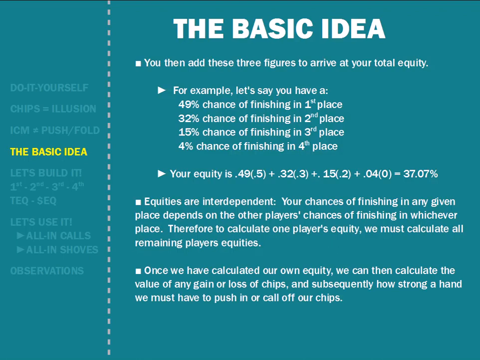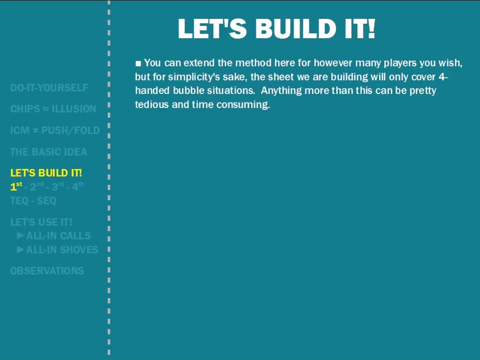And we do that by comparing what our equity is now to what it would be if we gained, and what it would be if we lost the chips, and so forth. And we'll get into that in time. And of course, once we know that, we can gauge how strong a hand we need in order to push all in or to call off all our chips. So with those preliminaries out of the way, let's go ahead and get started actually building the spreadsheet.